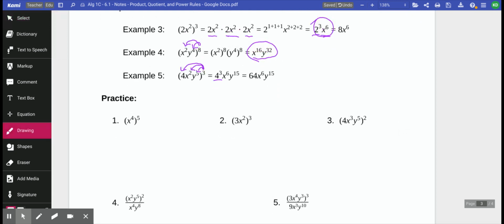Our first example is just one base, right? So x to the 4th raised to the 5th power. We multiply and we get x to the 20th power.